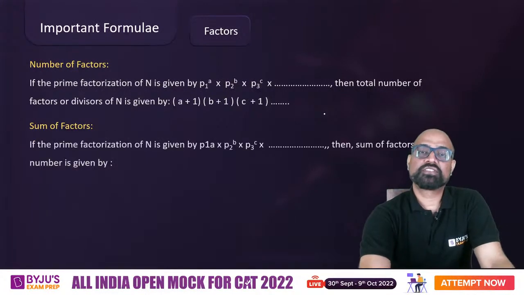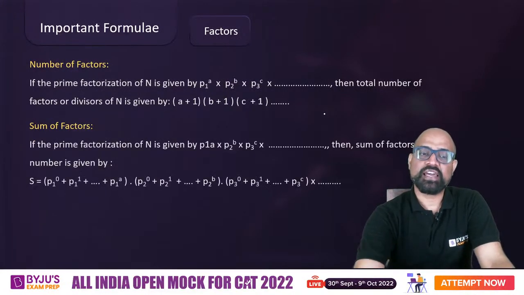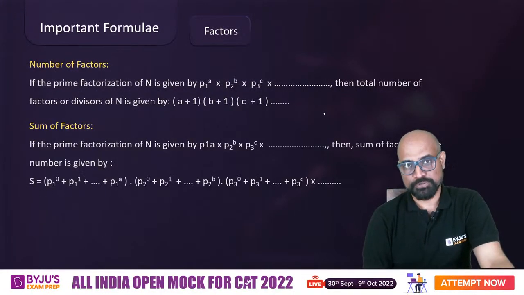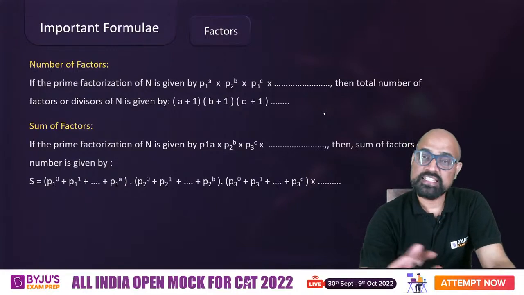Sum of factors of the same number is given as P1 to the power 0 plus P1 to the power 1 and so on up to P1 to the power A, that's in one bracket, into P2 to the power 0 plus P2 to the power 1 and so on up to P2 to the power B, into P3 to the power 0 up to P3 to the power C, the product of sums overall.